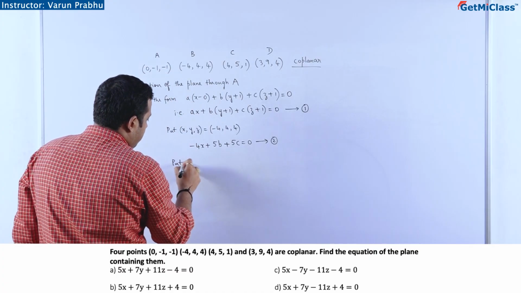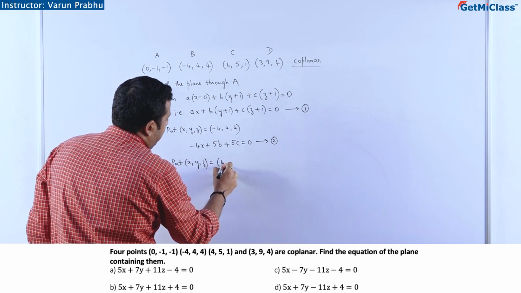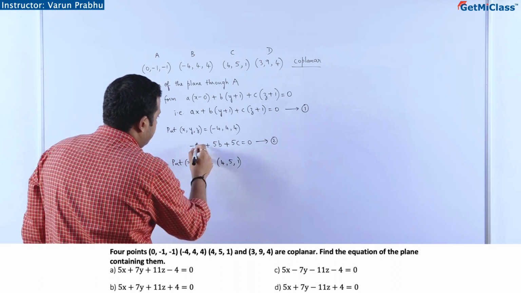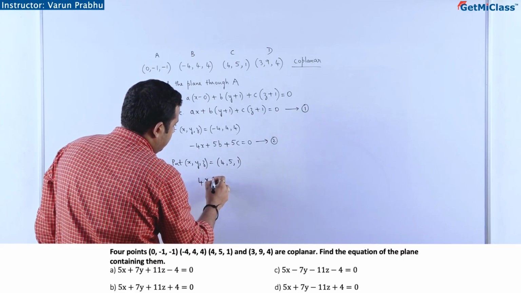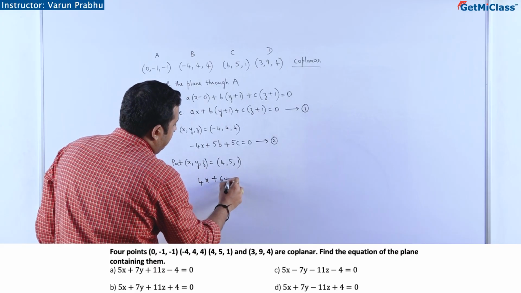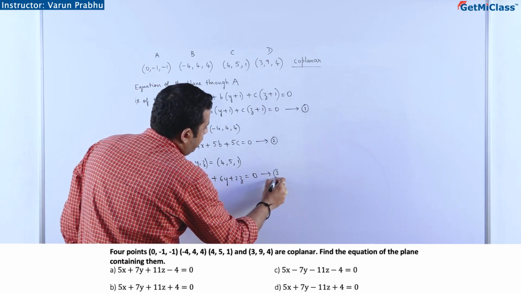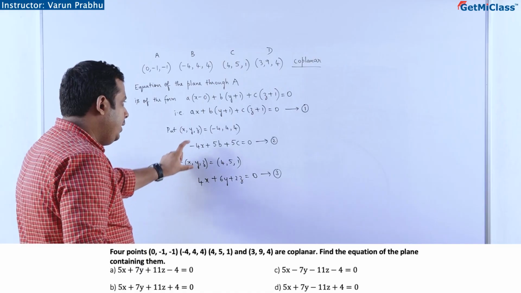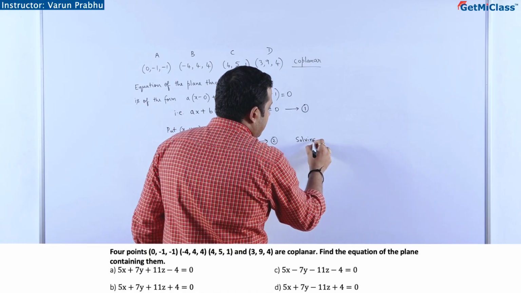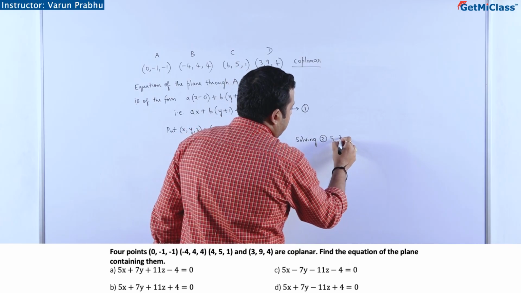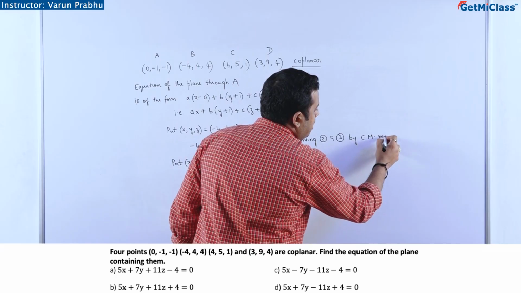Put x comma y comma z equal to 4 comma 5 comma 1. So your answer here will be 4x plus 6y plus 2z, that is equal to 0. This is equation number 3. Now you solve 2 and 3 by the cross multiplication method. Is it okay? Solving equations 2 and 3 by cross multiplication method, I'll write CM method.